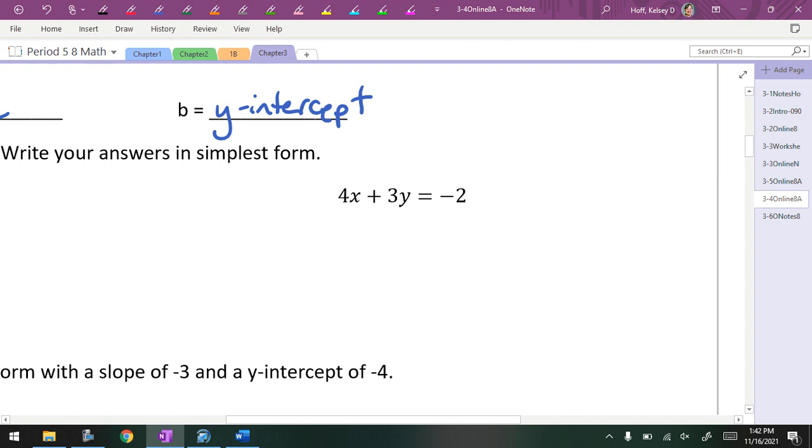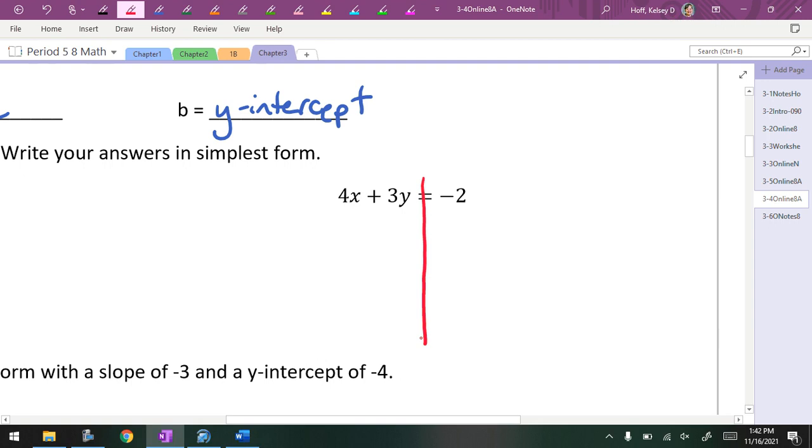But you guys have the skill set to get y by itself. Think back to chapter 2, solving equations. I need to get y by itself. So don't think of this having an x right away. If I needed to move this 4 to the other side, how do I move the 4 to the other side?